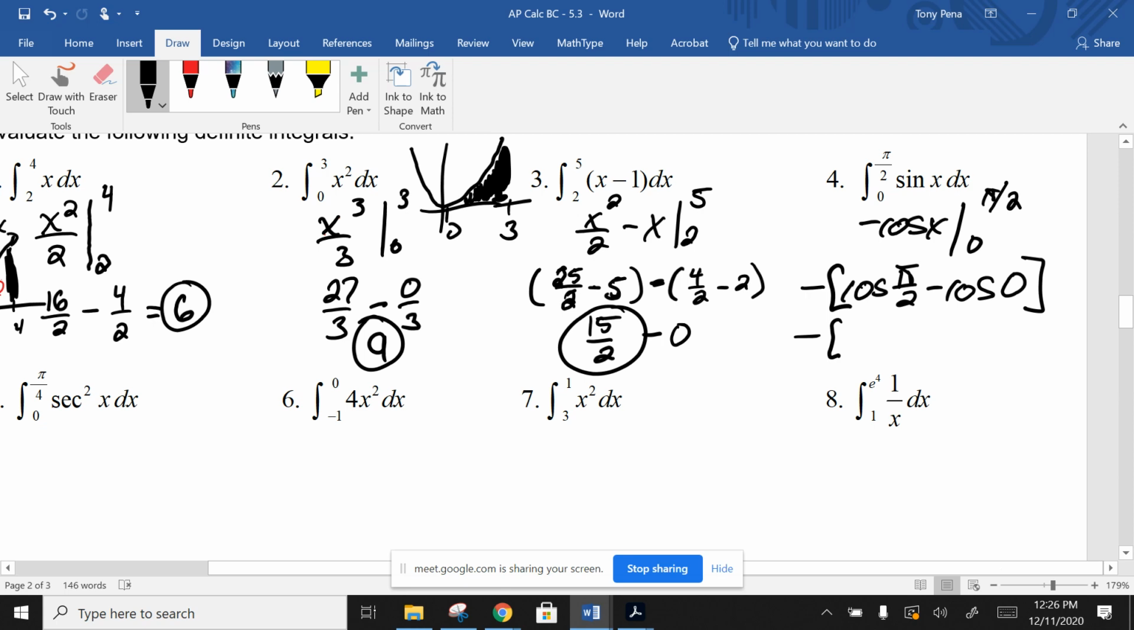So pi over 2 is the top of the circle. The x-coordinate up there is 0. At angle 0, our x-coordinate is a 1. So we get a negative, negative 1. So that has a value of 1.